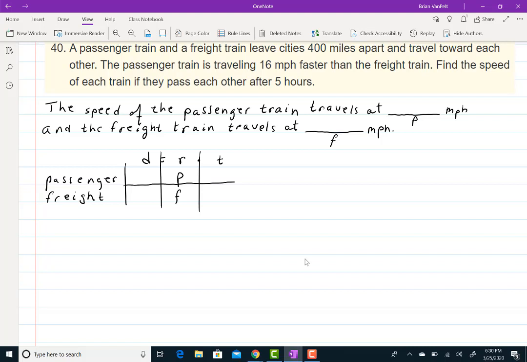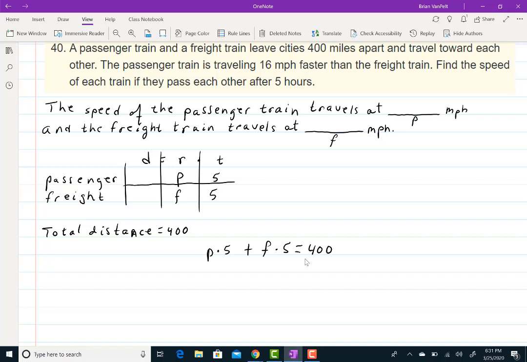I do know that the time is 5 hours, right? And what else do I know? That the total distance that they covered between the two of them was 400 miles. So total distance equals 400 miles. So what is the total distance? Well, the distance traveled by the passenger train is P miles an hour times 5 hours, plus the freight train travels at F miles an hour times 5 hours, and we know that together they cover 400 miles.